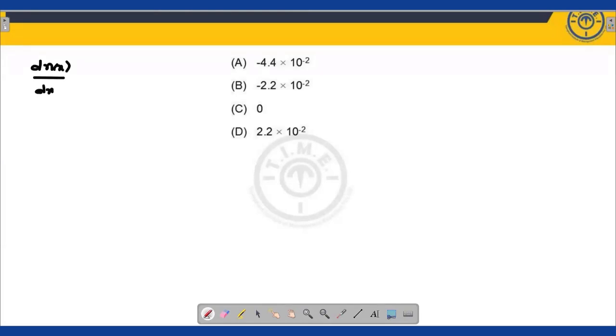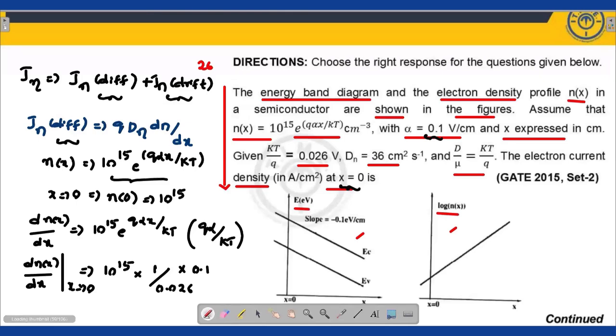dx at x equal to 0, which is equal to this. You are going to get, my dear friends, which is equal to, very important, how you are getting the value here.